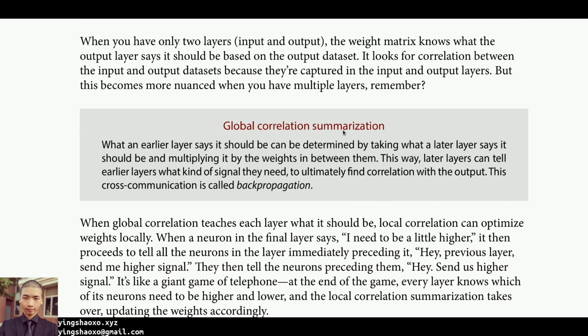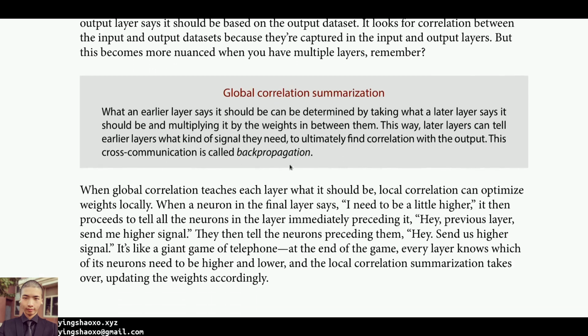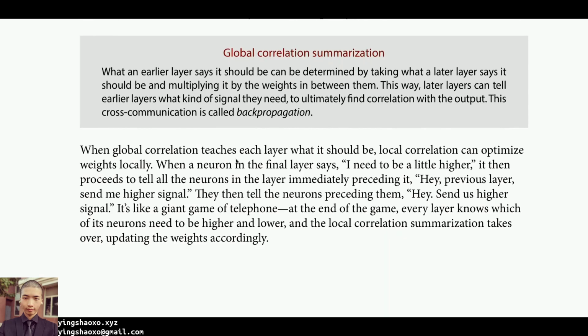Global correlation summarization: what an earlier layer says it should be can be determined by taking what a later layer says it should be and multiplying it by the weights in between them. This way, later layers can tell earlier layers what kind of signal they need to ultimately find correlation with the output. This cross-communication is called backpropagation. When global correlation teaches each layer what it should be, local correlation can optimize weights locally.